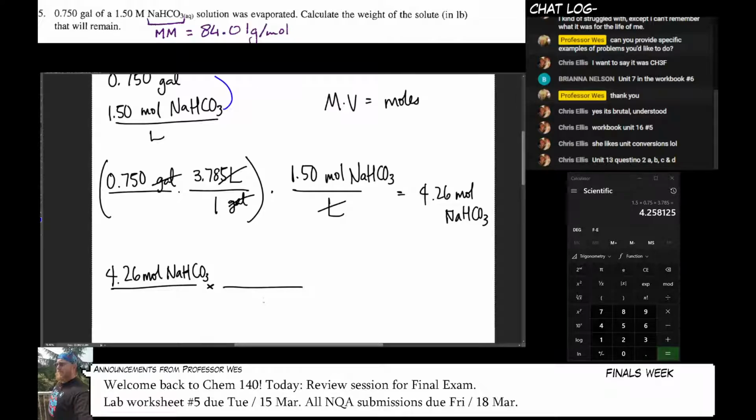So I'm going to turn moles into grams. And in 1 mole, according to there right at the top, the molar mass is 84.01 grams per mole.